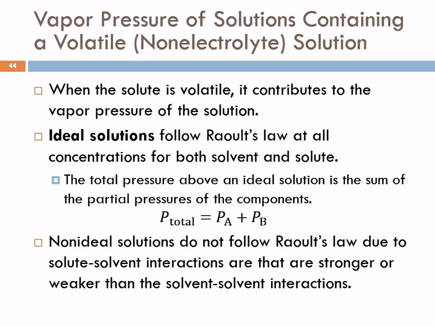When we have an ideal solution, that will follow Raoult's law at all concentrations for both the solvent and the solute. And here things are fairly simple. The total pressure above an ideal solution is just the sum of the partial pressures of the components. Of course, you think ideal solutions are normal? No, probably not. Nothing's ever ideal, is it?